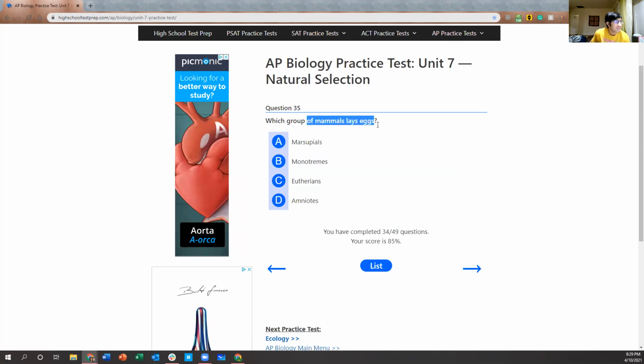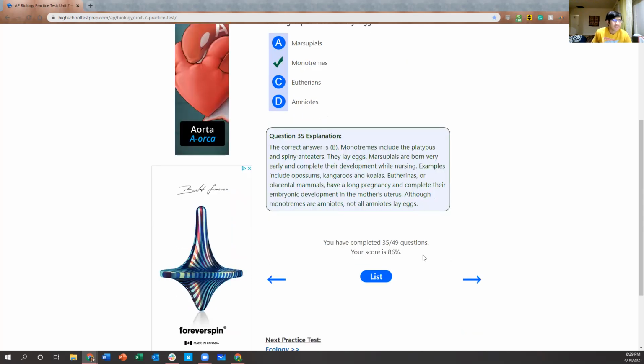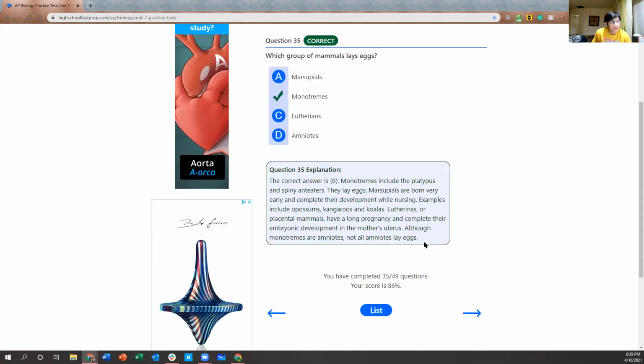Which groups of mammals lay eggs? Those are monotremes. That's just something I knew. Platypus and spiny anteaters. Those are your monotremes. Generally, mammals don't lay eggs, but they're characterized as mammals for other reasons.